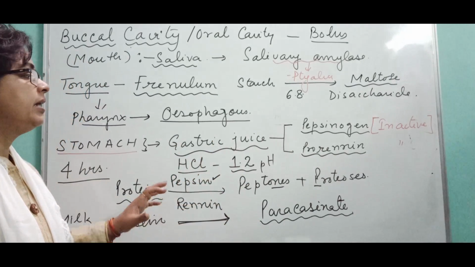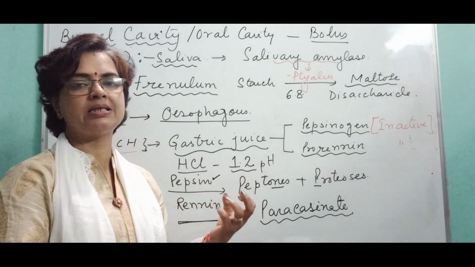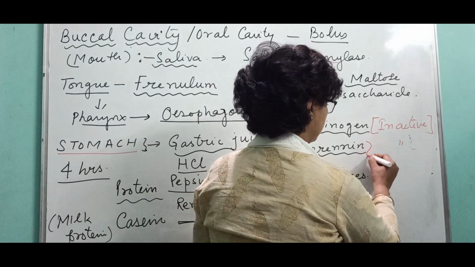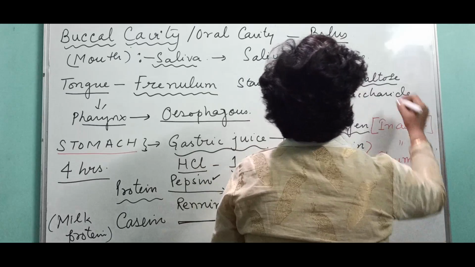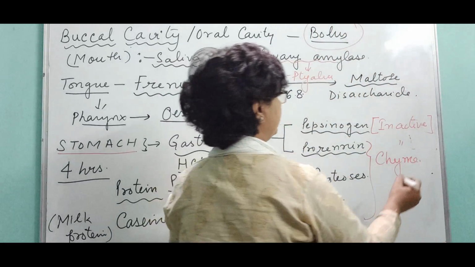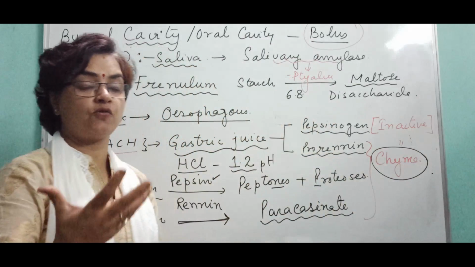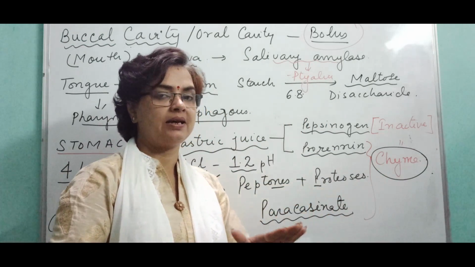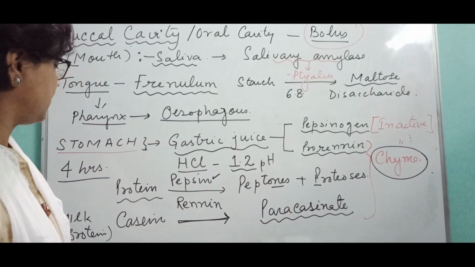But ultimately it is converted into a pulpy, fleshy, slippery, fluid-like structure, and that structure is termed chyme. First of all, we started from the bolus, which was in the buccal cavity, and secondly, after the complete digestion in the stomach, the physical state of the food is termed chyme. This chyme means that the food is in the form of a pulpy, fluid-like structure.